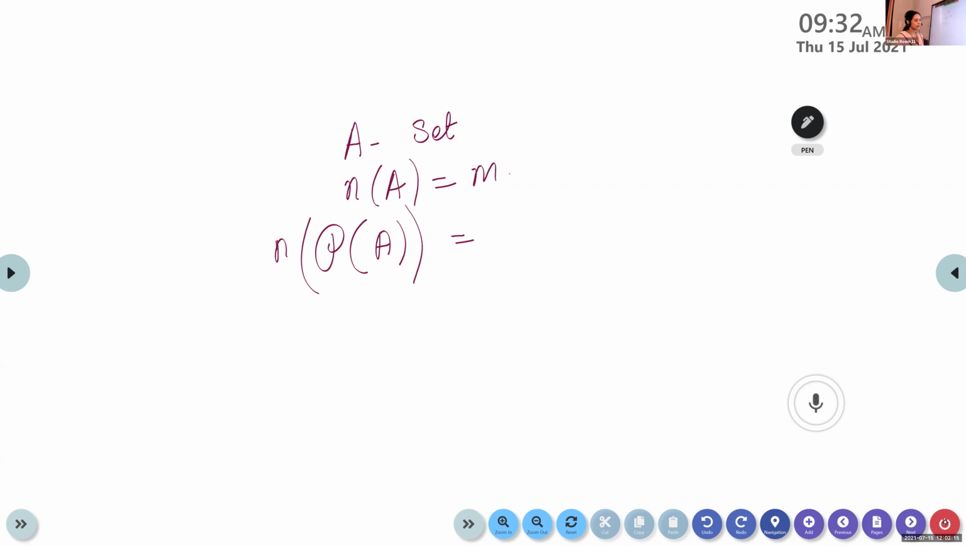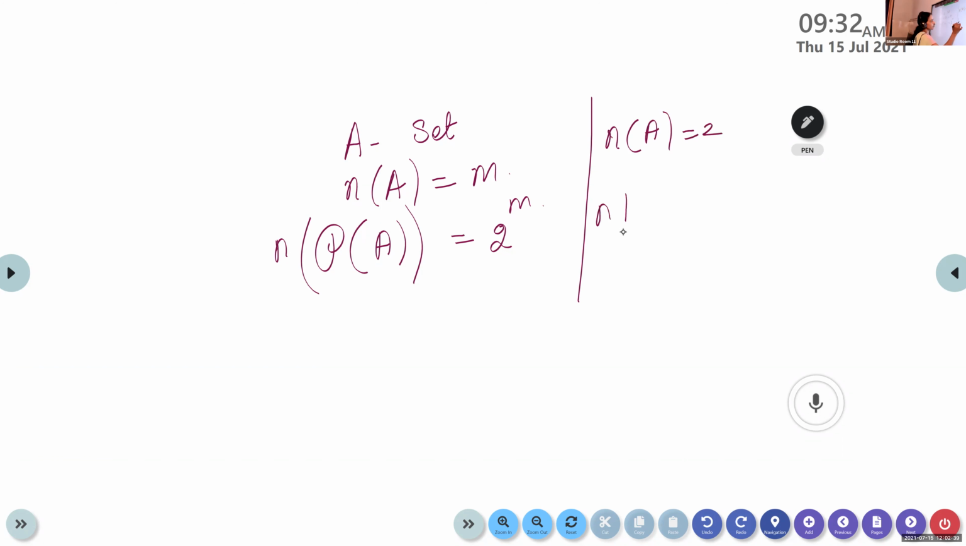Yes, n of P of A will contain how many elements? It will contain 2 raised to m. If A is a set containing m elements, then n of P of A will contain 2 raised to m elements.